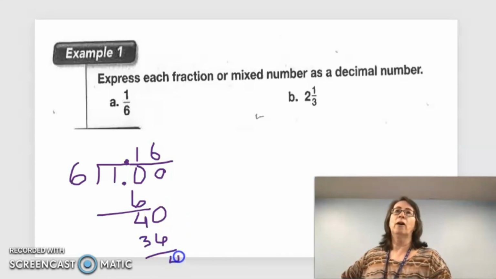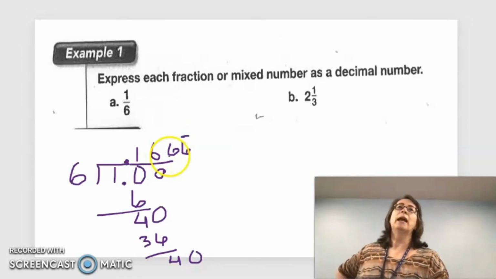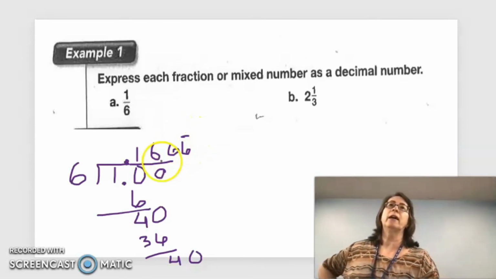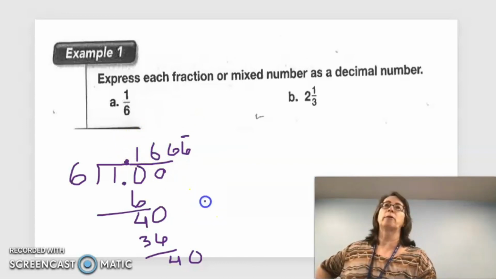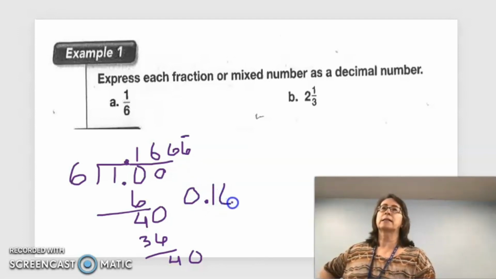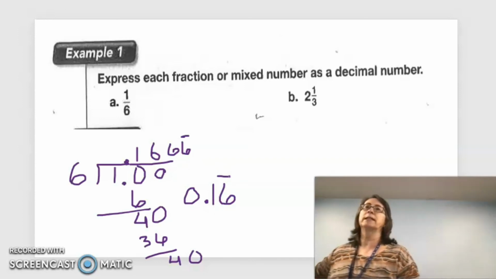Uh-oh, we had a 4 before. So that's going to turn into a 40 when I bring down another 0. And what is it going to repeat? 6. So I'm going to get 0.1666, and it's going to keep on repeating. But I wouldn't put the repetend sign there. I would make it over the 6. So I would write that as 0.16 with the repeating sign over the 6 because that's the only digit.